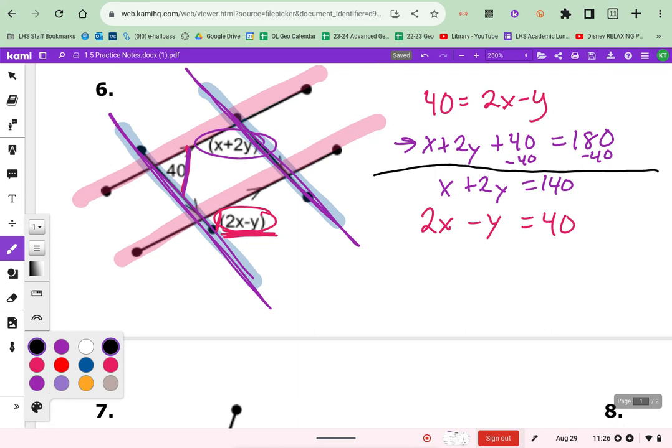Okay, let's see. So far if I add them together, they won't cancel out. I noticed that one of my y's is positive, one's negative. So I'm thinking if I can take the second equation and multiply it through by 2, that will give me one positive 2y and one negative 2y, which would cancel. So I'm going to rewrite my equation multiplied through by 2. So I get 4x minus 2y equals 80.